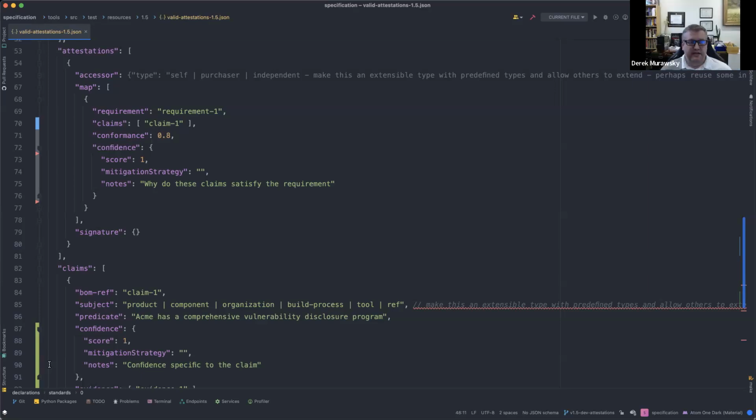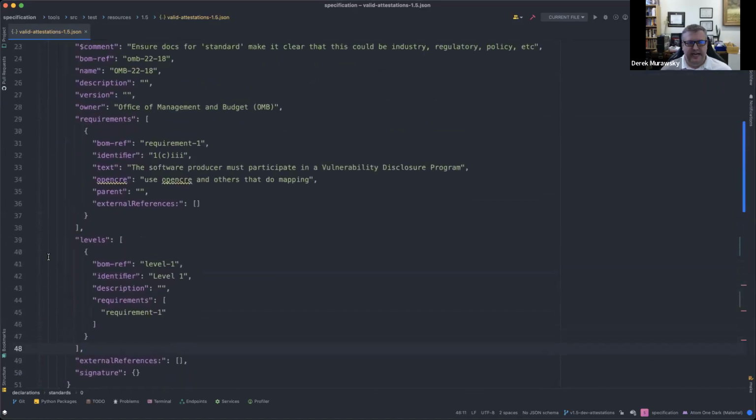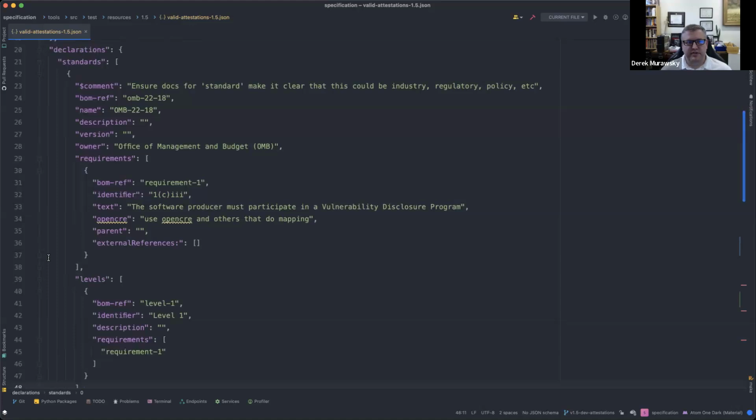Yeah, this is exciting. If you scroll up for a second, the thought with the standards there was that it could be an external publisher or an internal publisher. It wouldn't really matter. The standard could be from an external source like the OMB, or it could be an internal compliance team standard that's published out.